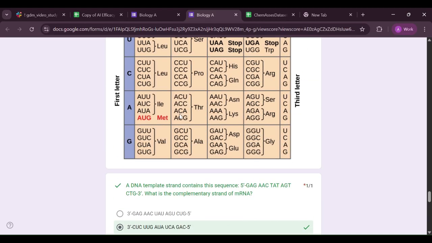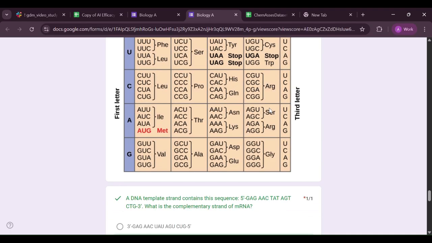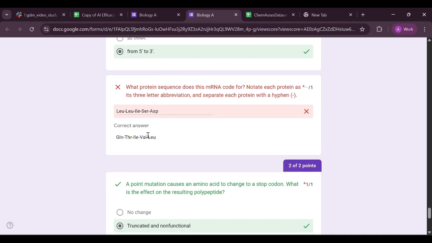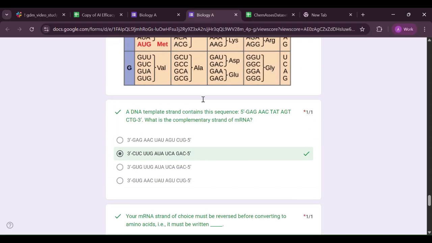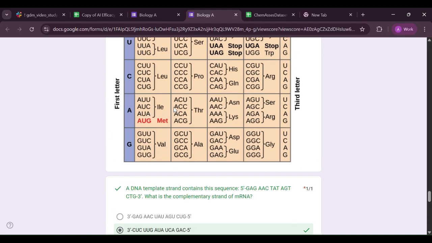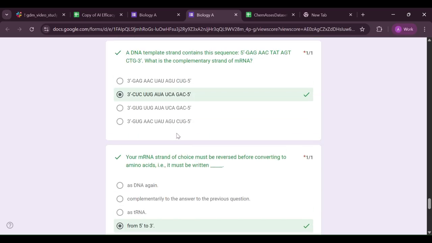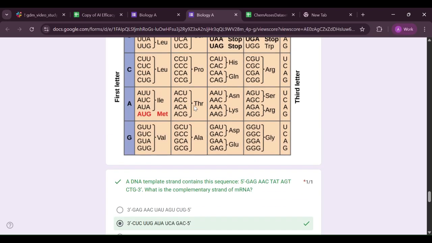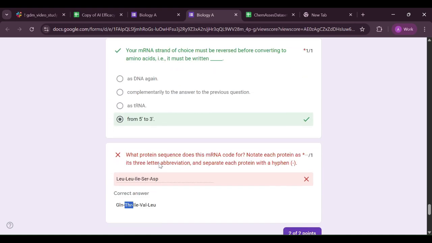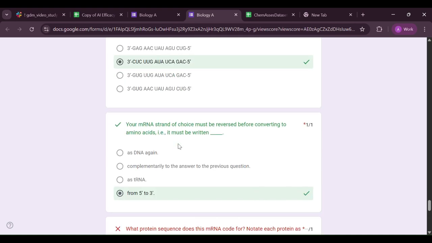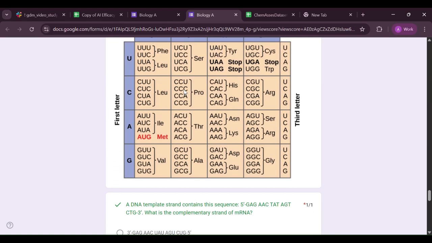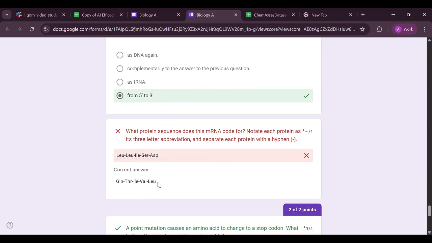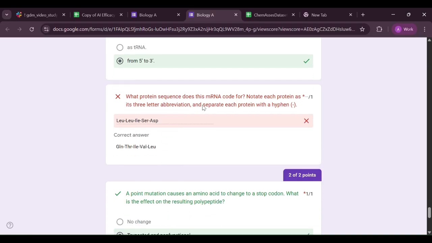Therefore here it is written as GLN, followed by ACU. ACU is written over here, which is THR, followed by AUA. AUA is none other than ILE, and then further it is GUU, and GUU is over here, which is VAL. And the last is CUC, which is none other than leucine. So the correct answer is this. However, I have learned the concept wrong, so the answer is incorrect.